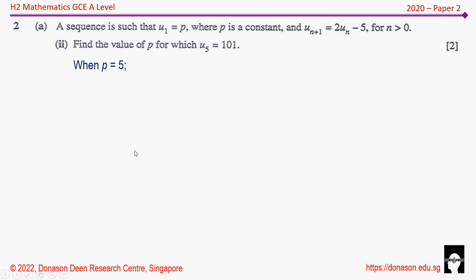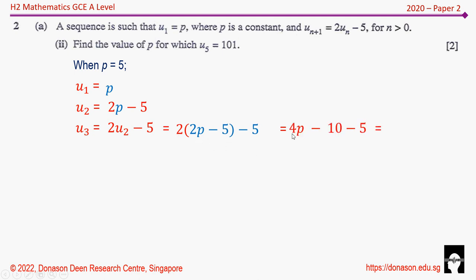So U1 will be simply P, right, because the first term is P. So U2 is going to be twice of P, and from that you're going to subtract a 5, and then after that we can start to use the formula. Your U3 is going to be twice of this 2P minus 5, and then from that we're going to subtract a 5. So twice of 2P minus 5 is of course 2 times 2P is 4P, 2 times minus 5 is minus 10, and then we have a minus 5. Minus 10 and minus 5, if we add them up together, it's going to become minus 15. So that would be the third term.